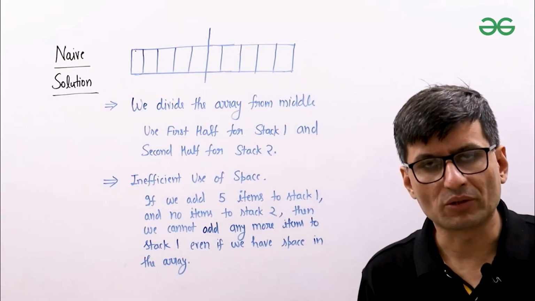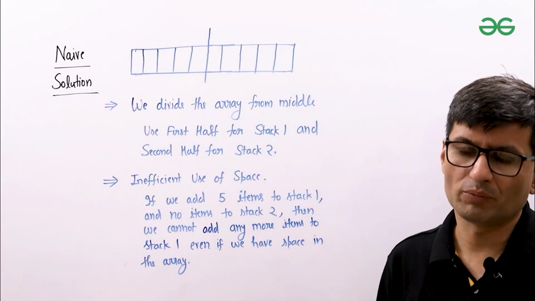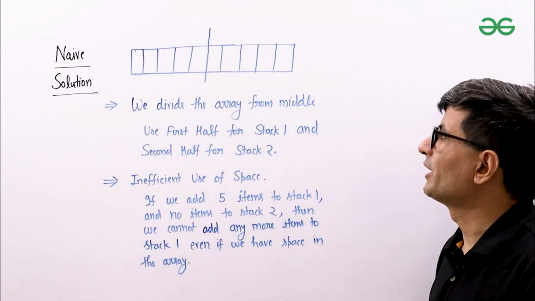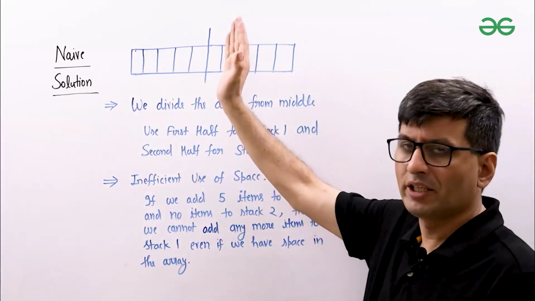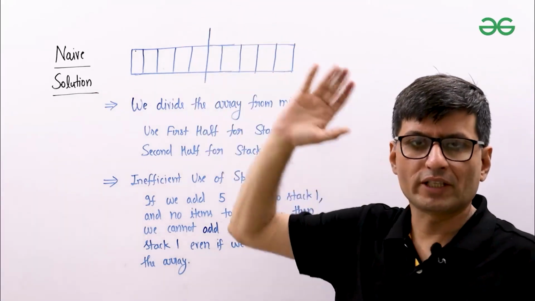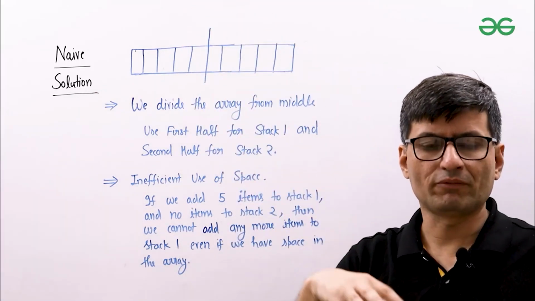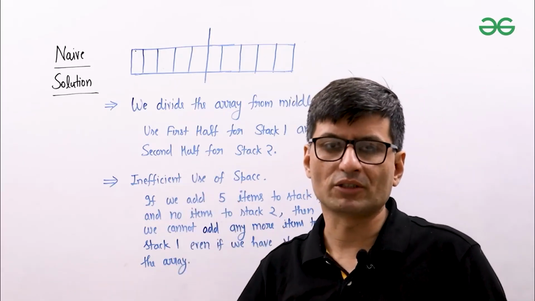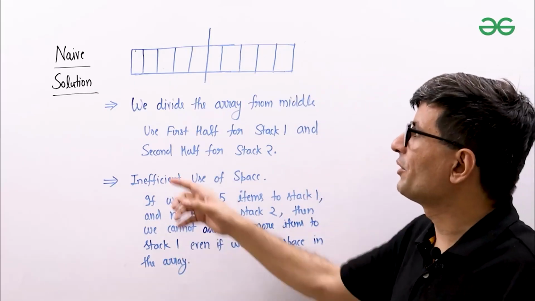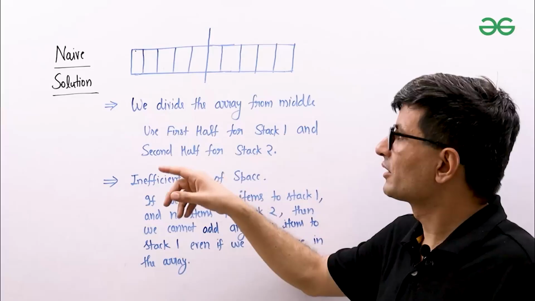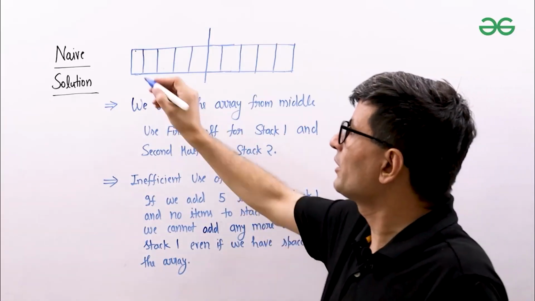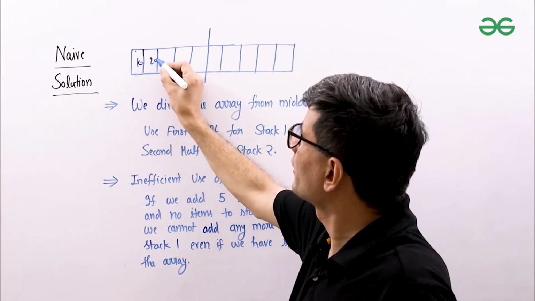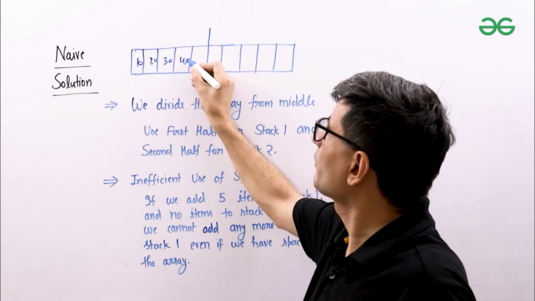Let us first talk about a naive solution to solve the problem. What we do in the naive solution, we simply divide the array from the middle point. If there are 10 elements in the array, then we keep 5 reserved for stack 1 and 5 reserved for stack 2, right? And we keep adding items from this side. Suppose you add 10 in stack 1, then it will be added here, then 20 added here, then 30 here, then 40 here, and 50 here.